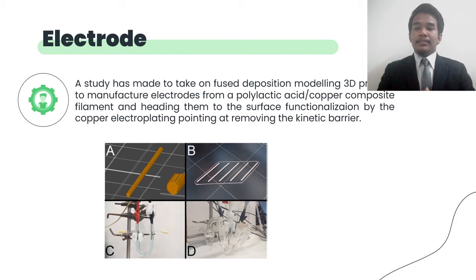Research also has been made on the electrode. Electrode is a very important tool in electroplating, so it needs to find a suitable electrode based on the products that need to be produced. The study has made use of fused deposition modeling 3D printing to manufacture electrodes from polylactic acid or copper composite filament and heating them to the surface activation by copper electroplating, pointing at removing the kinetic barrier.